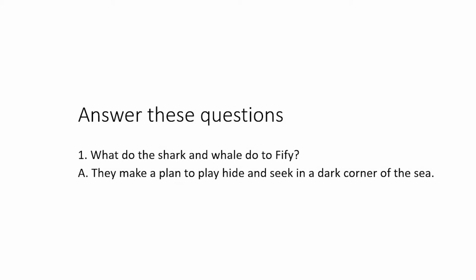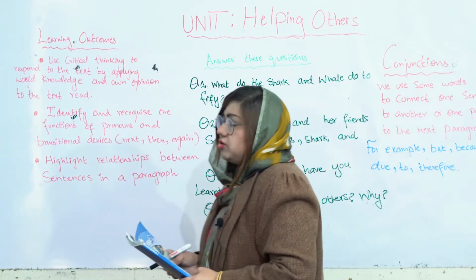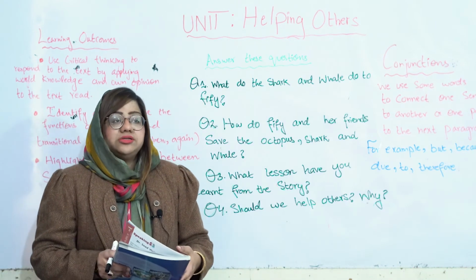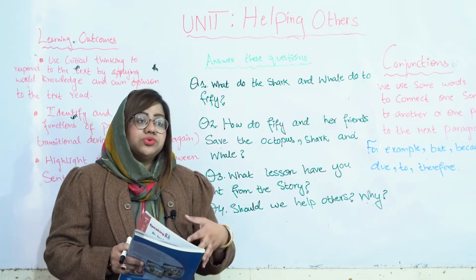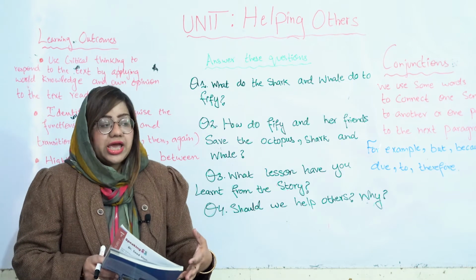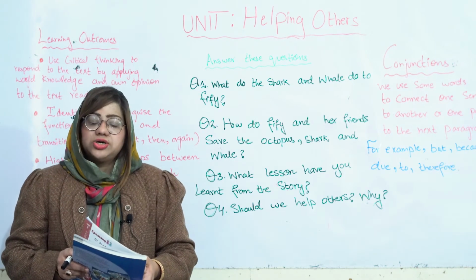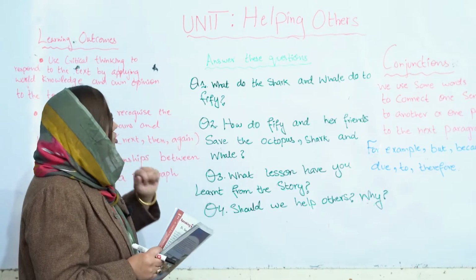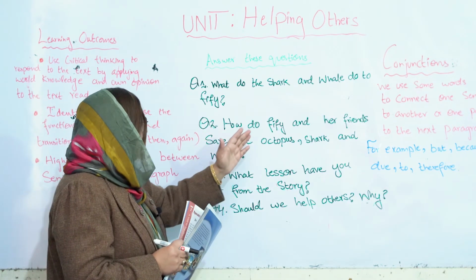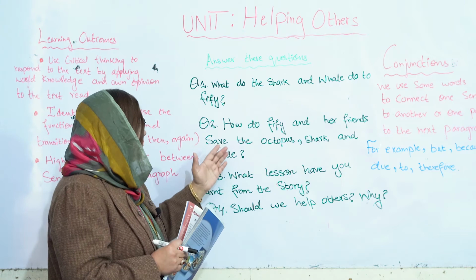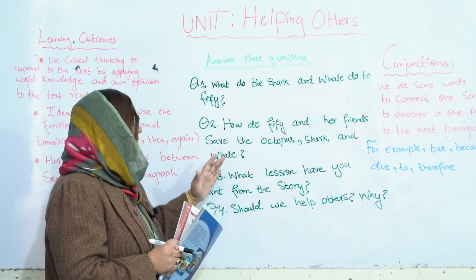They make a plan to play hide and seek in a dark corner of the sea. Obviously, they make a plan and they work together to trap the small fish. And they make a plan to take the small fish to a dark side of the sea. Now look at question number 2. How do Fifi and her friends save the octopus, shark and whale?